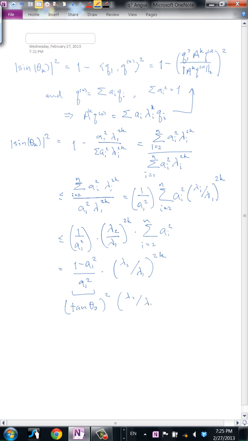So we've got that this is equal to that. And remember, what did we start with? We started with sine theta squared. So this concludes the first part of the theorem, namely, the angle subtended after k iterations has a sine that's bounded above by tangent theta 0. This is just something having to do with the initial conditions, and then something that decays at a geometric rate. Okay. So this is the first part of the proof.